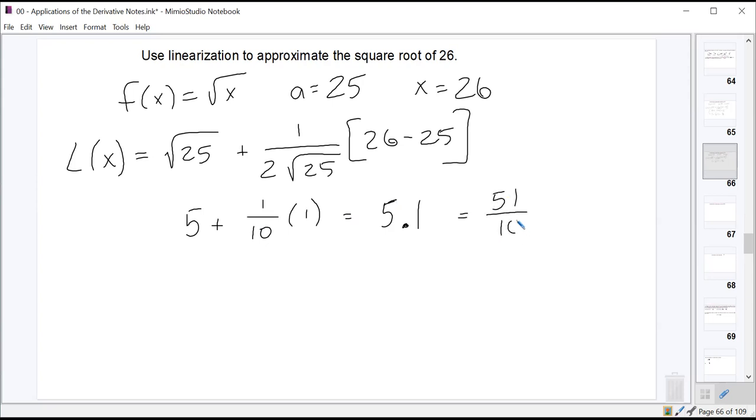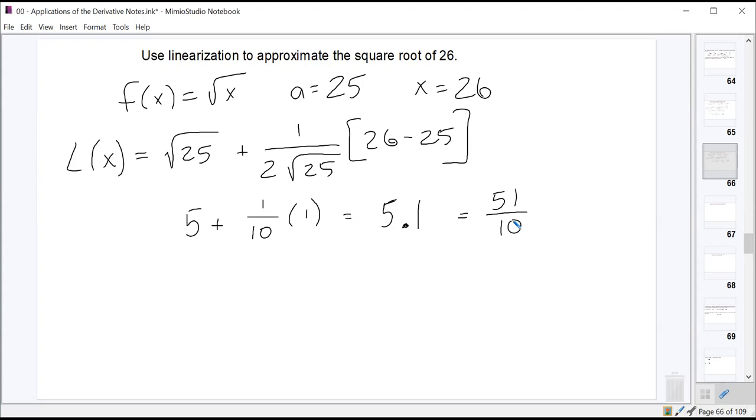And that's our approximation for the square root of 26, which, 5.1, doesn't seem like it's really all that great of an approximation for the square root of 26. It's kind of the thing you might just make up if somebody said, oh, what's the square root of 26? You'd say, oh, I don't know.